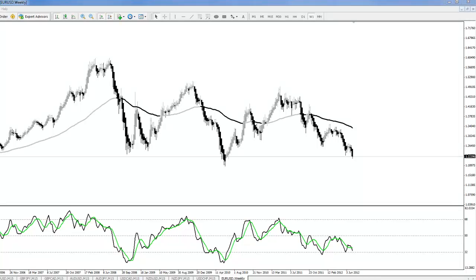All right, traders, this is my Euro-Dollar weekly chart. And if I was to ask you, are we in an uptrend or a downtrend, what would you say? I can simply look at my trend line, traders, on my price chart and say if the line is black, then price is in a downtrend.